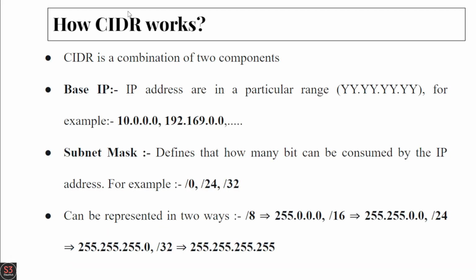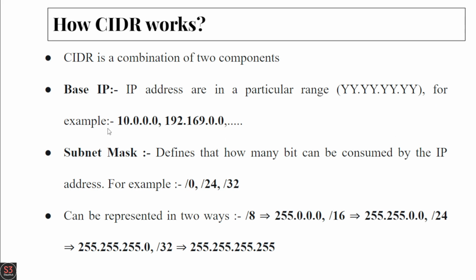So let's see how the classless inter-domain routing actually works. CIDR has a combination of two components. First is the base IP, which is a range of IP, and second is a subnet mask, which is associated with the base IP. So IP addresses are in a particular range. We can see the range here.